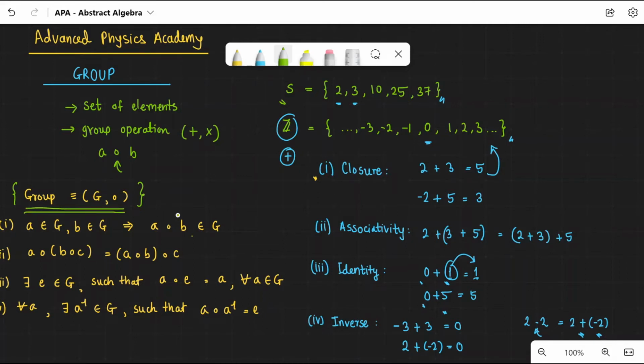Now a few points to add here. There's no restriction on the number of elements present in the group. There can be infinite elements as there were in the integers, or there can also be a finite group. We will see an example of that. Then the next point is that although this is valid here, that A times B, or I should say A plus B in our case, is same as B plus A, this property is called commutativity.